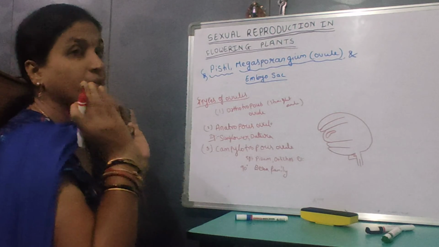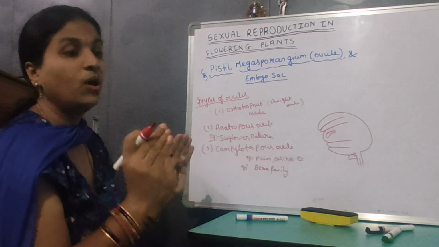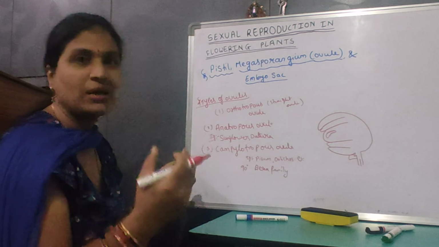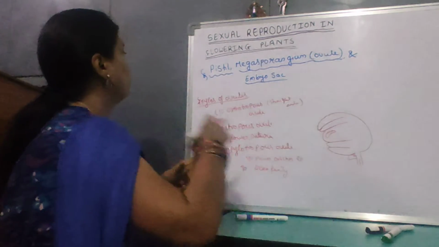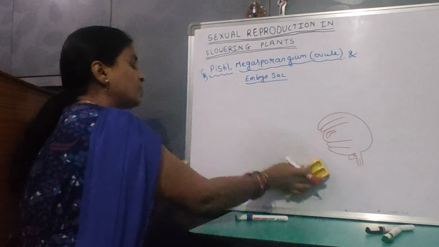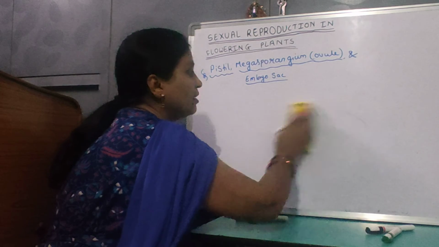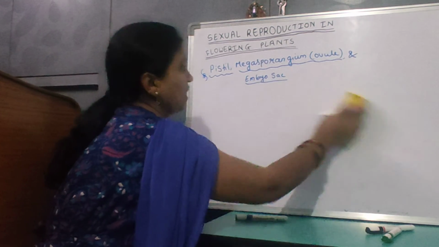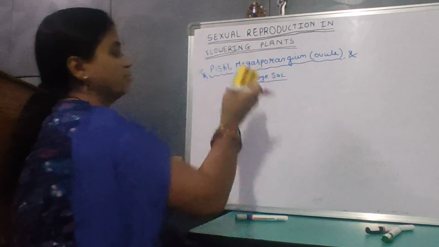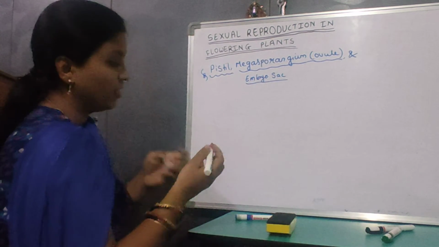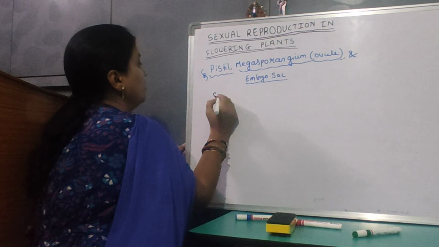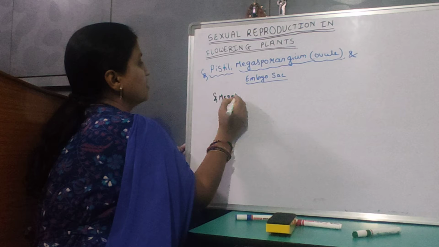Coming on to megasporogenesis. How a megaspore, how a female gametophyte, how the female gamete is formed, we are going to see. Formation of the female gamete. The female gamete is formed from the female gametophyte. The female gametophyte is formed from the megasporangium. So now we are going to deal with megasporogenesis.